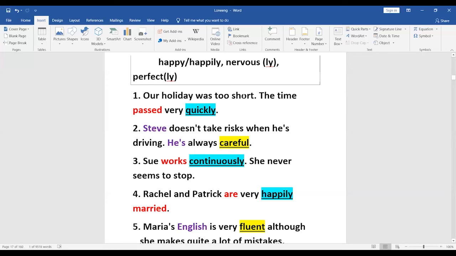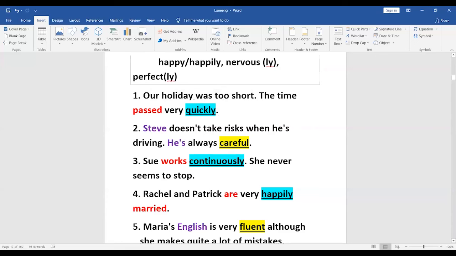Our holiday was too short, okay, and the time passed very quickly. So the time is the noun here. It takes the noun form. The time passed. How did the time pass? It passed very quickly, because quickly adds more meaning to the verb. Okay, here quickly becomes the adverb. And passed is the verb here. Okay, our holiday, again, this is just for your explanation. How did the time pass? Where did it pass? To give you a better understanding, we've given you a short explanation.